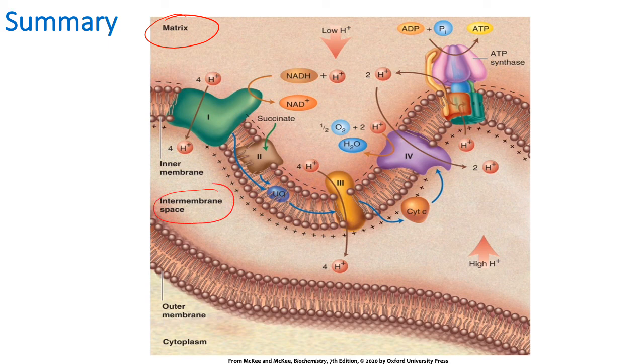And so you have complex 1, the NADH dehydrogenase complex, which shuttles four protons into the intermembrane space. Complex 2, succinate dehydrogenase, that's involved with FADH2. Succinate goes to fumarate. Those 2 electrons from FADH2 get transported to Q or UQ. Same thing with complex 1.